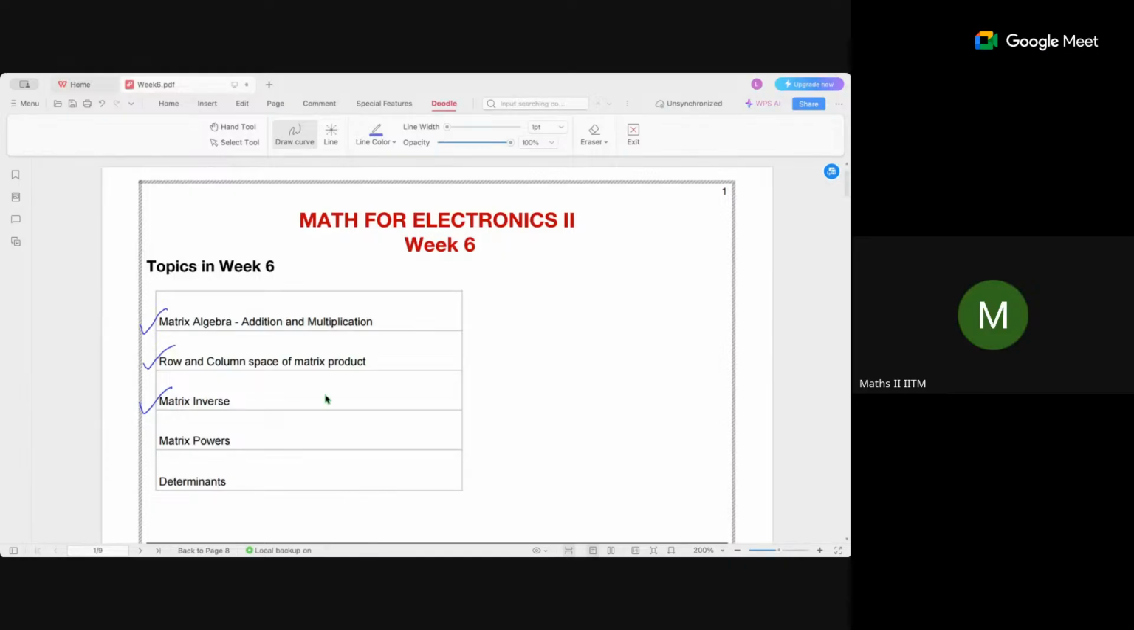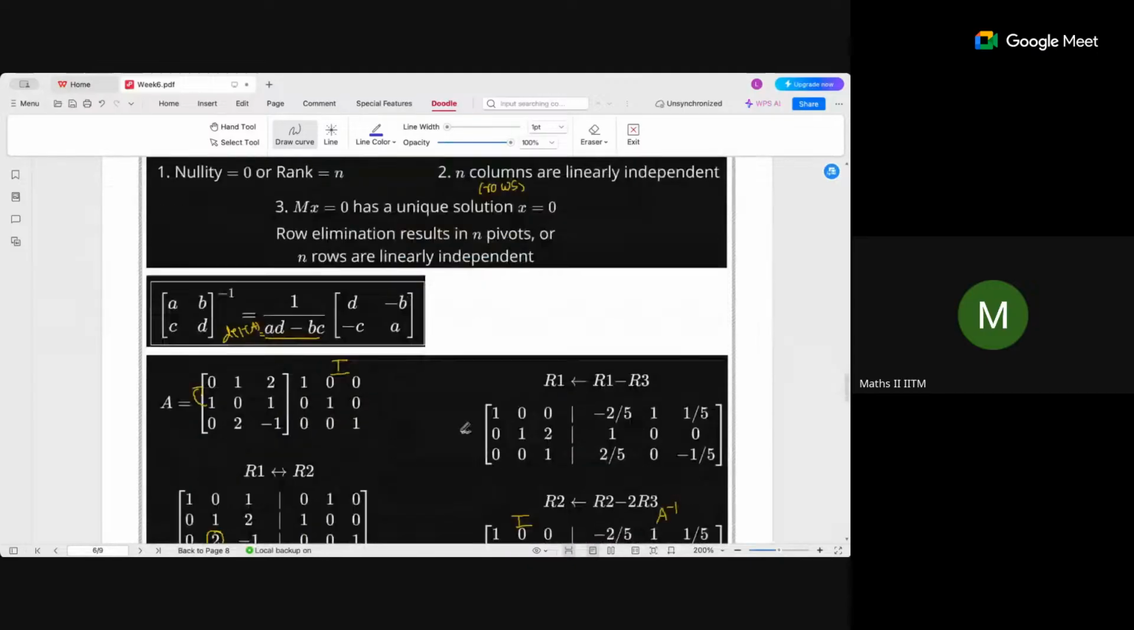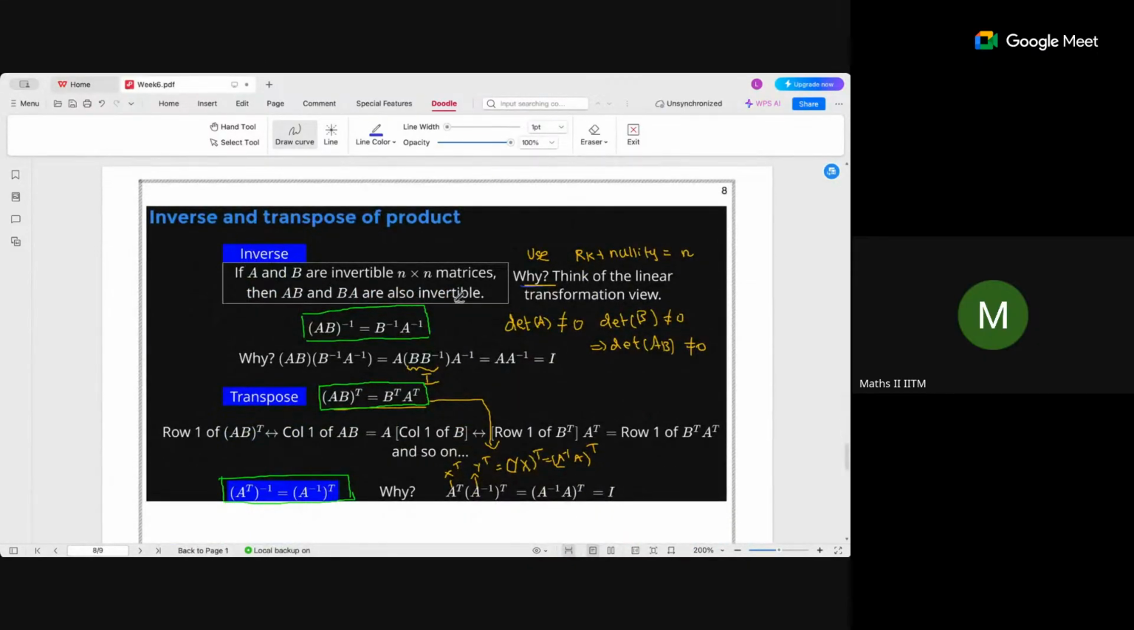Thank you. Ma'am, could you please tell me what tasks you have given for tomorrow? Only one task I have given, that is to check using linear transformation that if A and B are invertible, then AB and BA are also invertible.